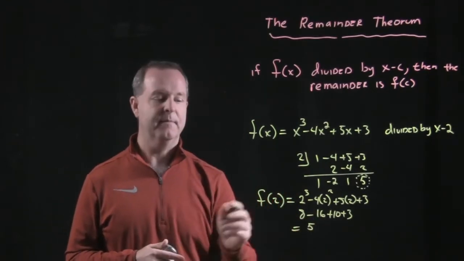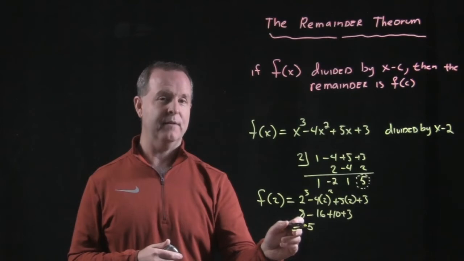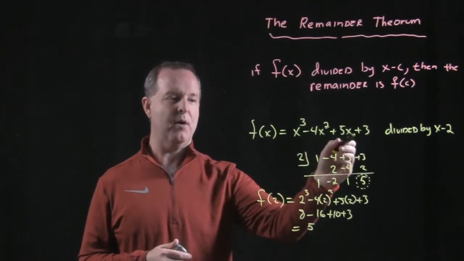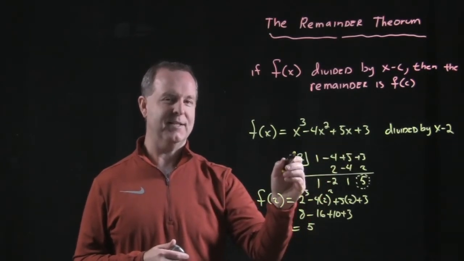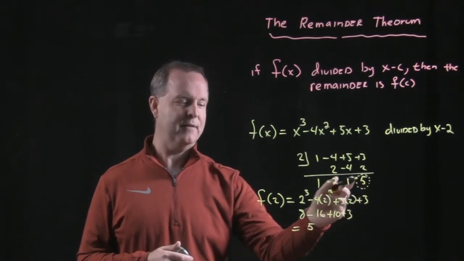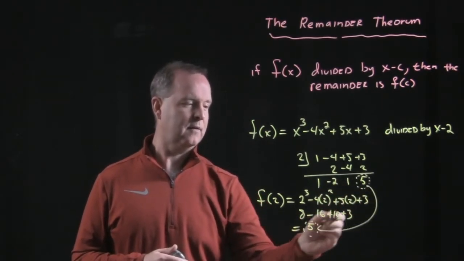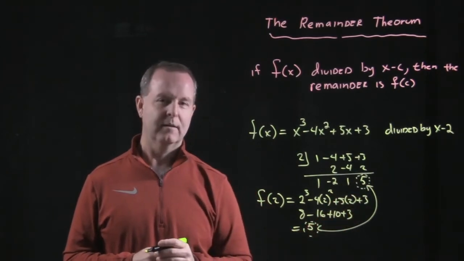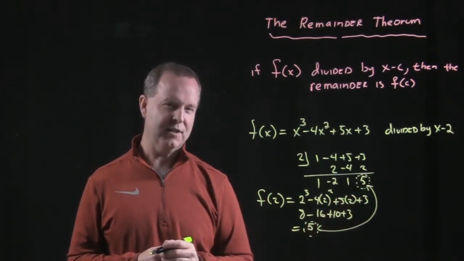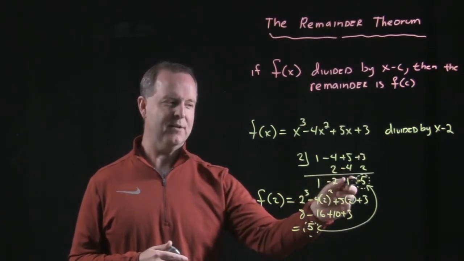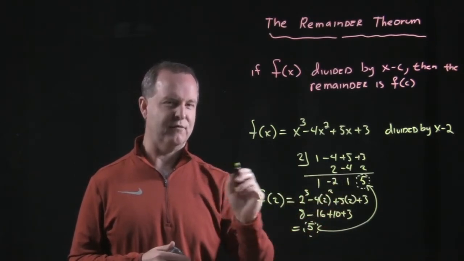Are you kidding me? f of 2 equals 5? When I divided this polynomial by x minus 2, I had a remainder of 5? What's going on here? So I can evaluate a function by using its remainder to tell me what its value is?